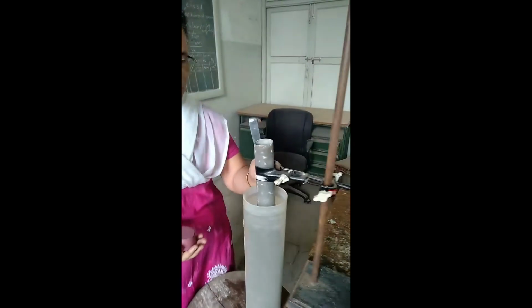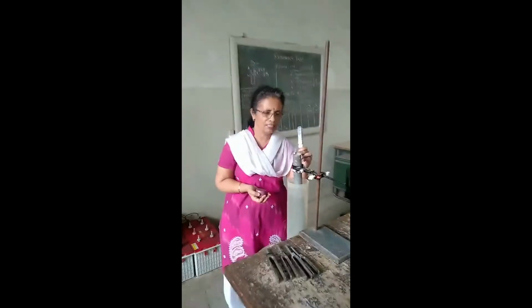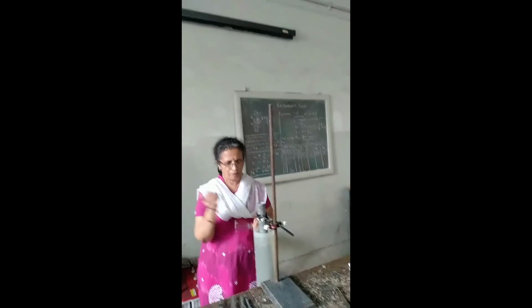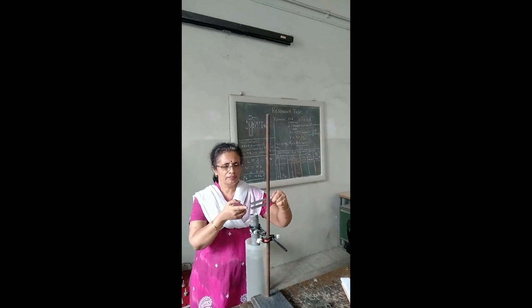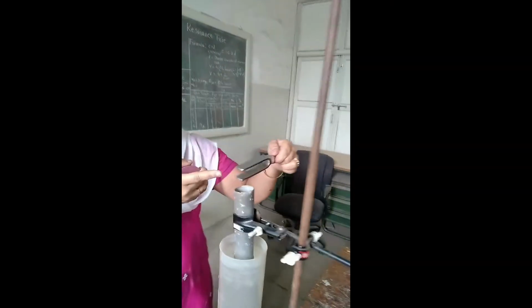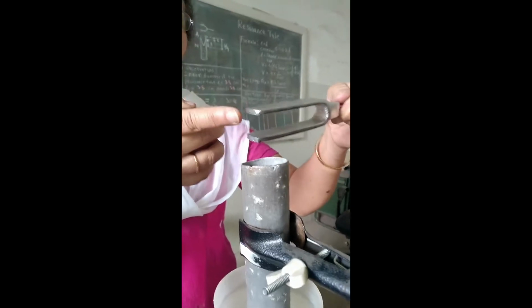So I am keeping the 512 Hz frequency first, and I want to match this frequency with this air column. So I am keeping the vibrating tuning fork here. This position is called the longitudinal position because sound waves are longitudinal in nature. The prongs are vibrating inward and outward.